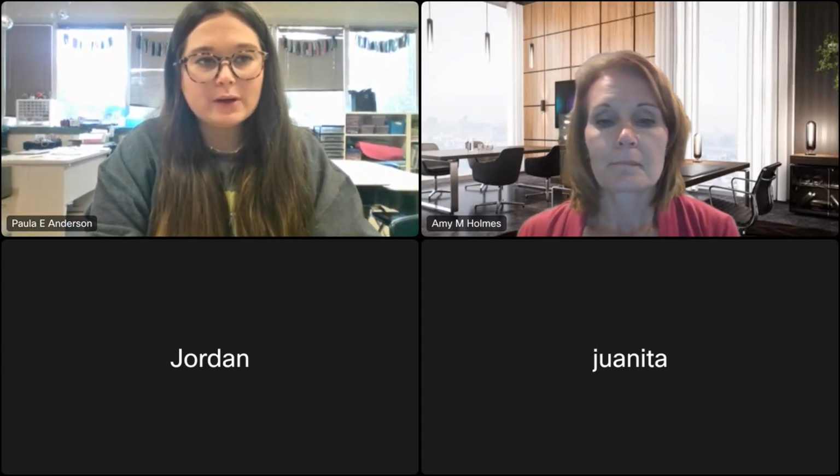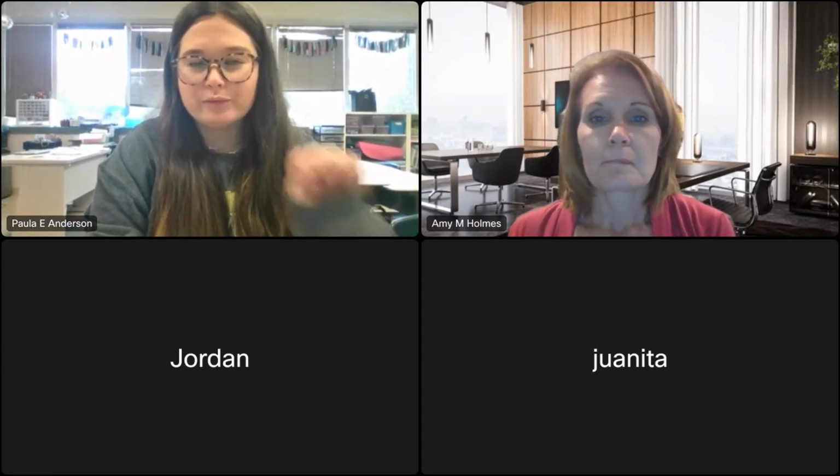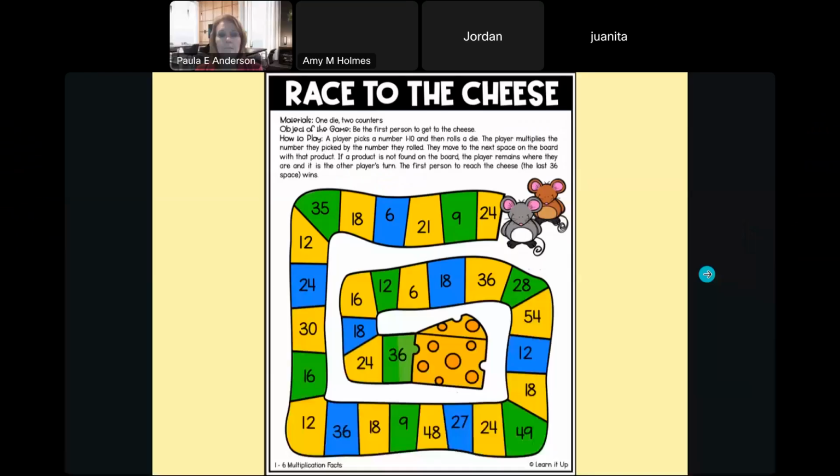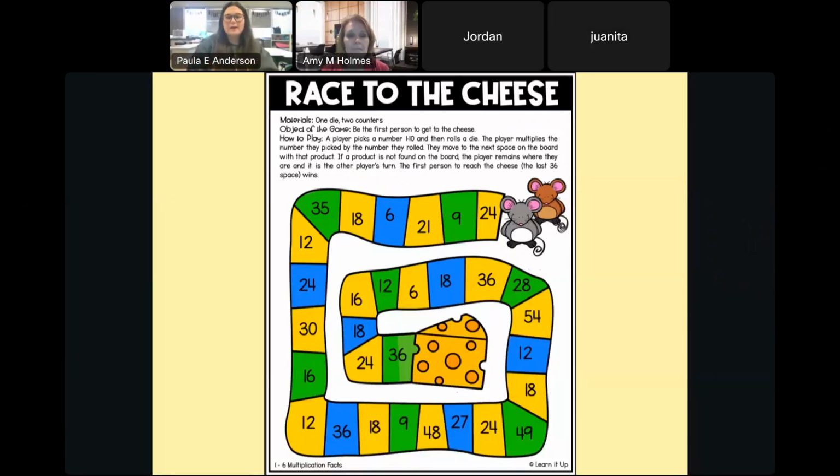All right, I'm going to show you one more thing. Our game of the week this week is Race the Cheese. This is another one of our multiplication games. What you need for this one is 2 counters and 1 dice. Basically, you want to be the first one to the cheese.